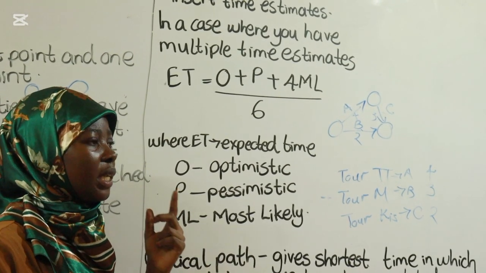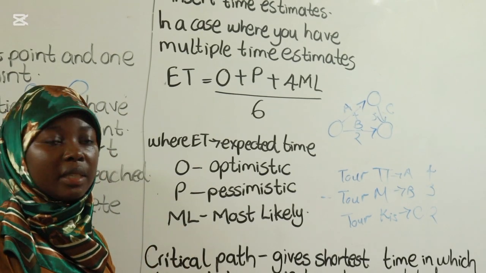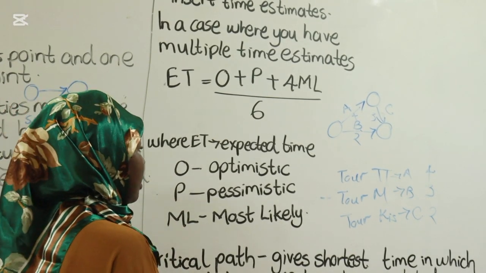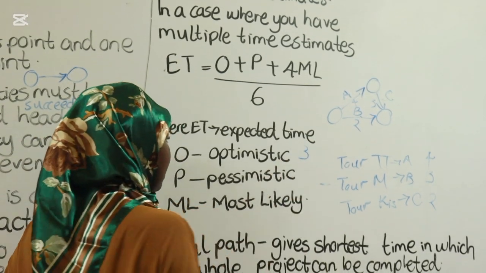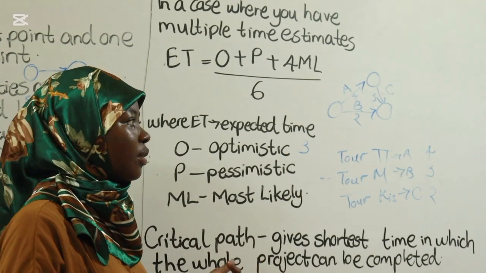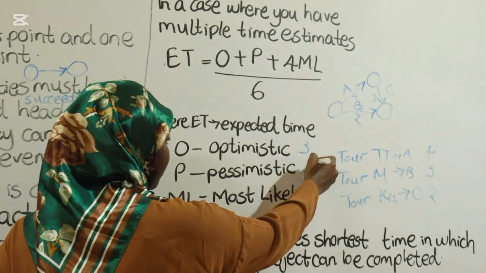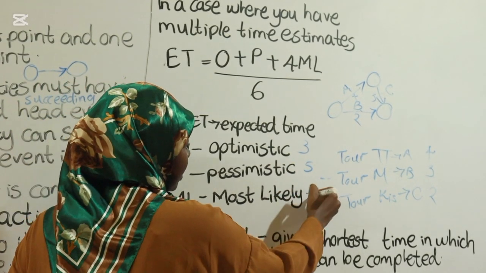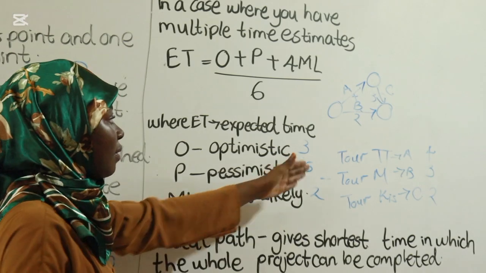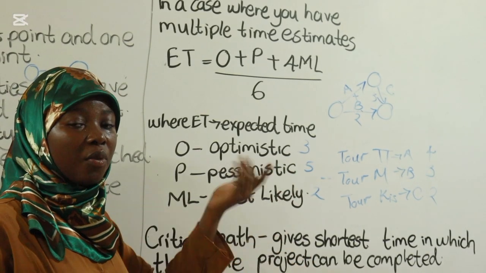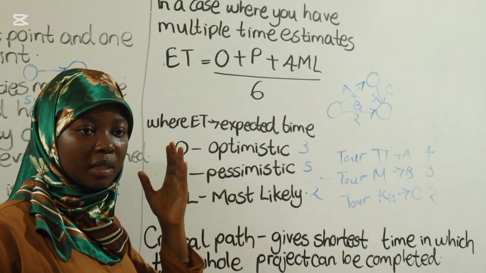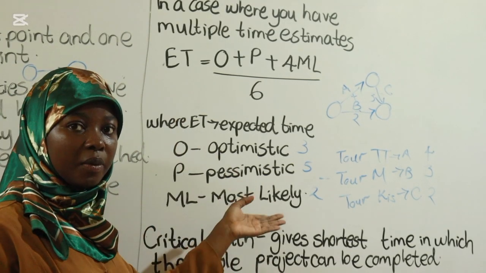In a case where they don't tell you touring Taita Taveta will take you 4 days, they give you maybe an optimistic person will tell you touring Taita Taveta will take you 3 days. A pessimistic person will tell you it will take you maybe 5 days. And then most likely, maybe they'll tell you it will take 2 days. Now you have these 3 time estimates for one activity. You cannot just say, I'll just go with the optimistic, or I'll go with the pessimistic, or I'll go with the most likely.